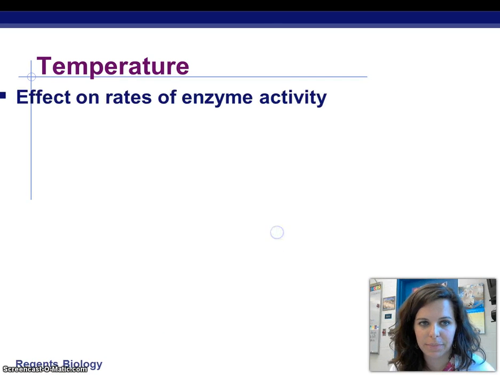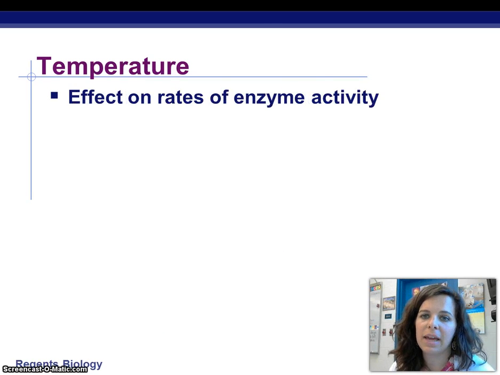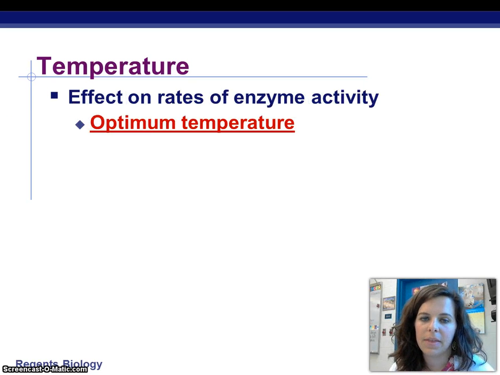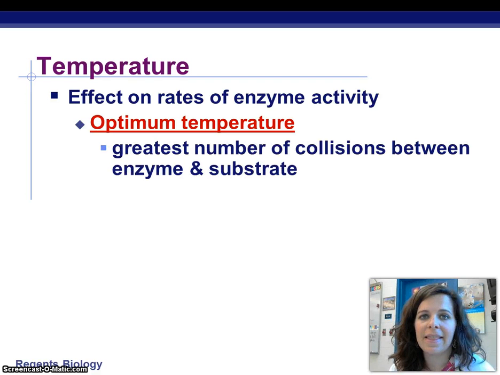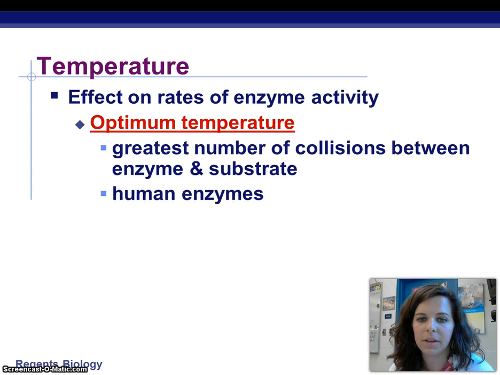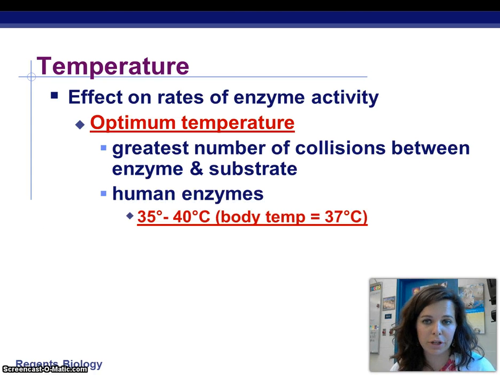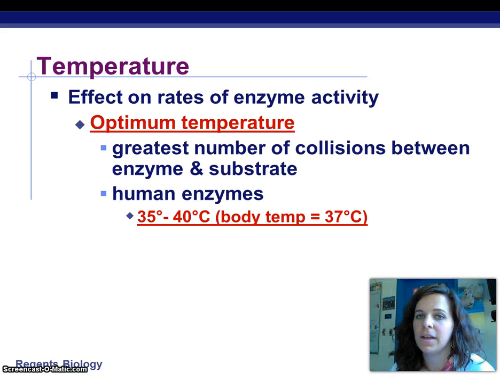Okay, so temperature. Temperature affects the rate of enzyme activity. There is an optimum temperature for enzyme activity. And at that optimum temperature, there is the greatest number of collisions between the enzyme and the substrate. Because remember, as temperature increases, molecules are going to move faster, so they're going to hit the enzyme more. For human enzymes, the optimum temperature, not surprisingly, is between 35 and 40 degrees Celsius, because that's the same as human body temperature.